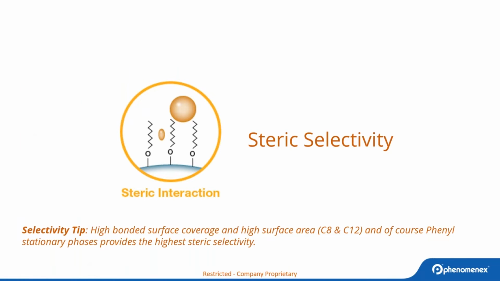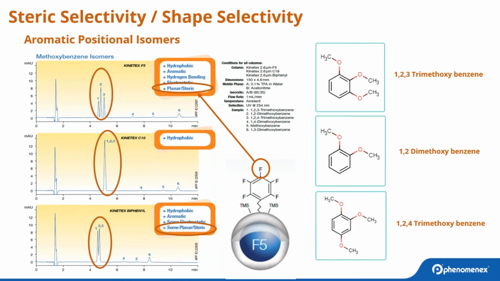Then going to steric selectivity. A selectivity tip here: high bonded surface coverage and high surface area, both on C8 and C12 ligands, and of course phenyl stationary phases provide the highest steric selectivity. So those are the phases that we think of when we think of needing steric selectivity.